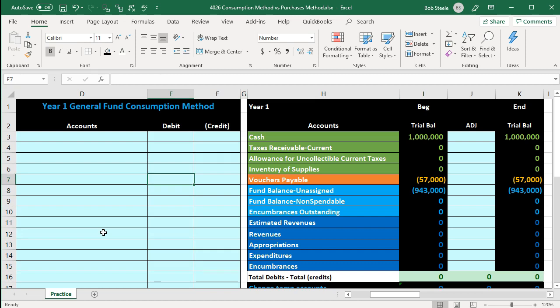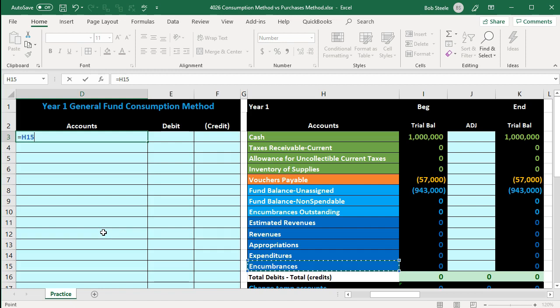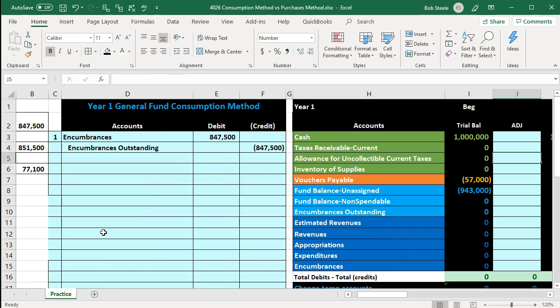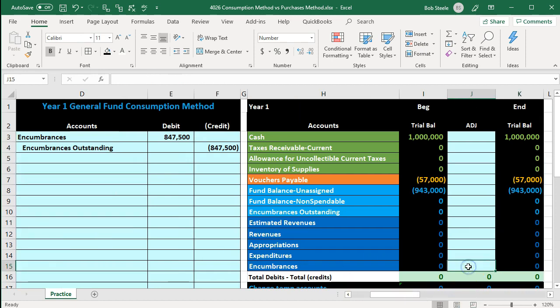So the holding account, so we're going to say, all right, the debit is going to go to encumbrances, and the credit is going to go to the encumbrances outstanding for the estimated amount that we have of that 847.5 debit and credit. Let's record that, see what happens. Encumbrances down here. So I'm in the middle column, J15 equals the debit. And then we're going to go to the encumbrances outstanding. Here it is. We are in J10 equals the credit. So there's our first transaction under the consumption method. We're looking at the consumption method here.